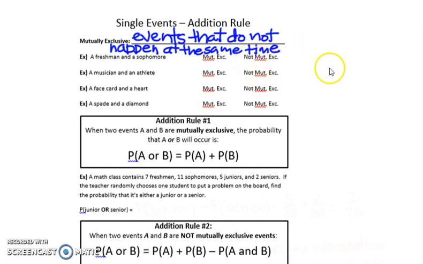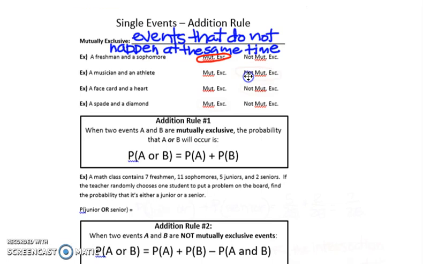So for instance, being a freshman and a sophomore. There is no person that's going to be both a freshman and a sophomore at the same time, so this is mutually exclusive. Now if you can be in two sets at the same time, then it would be not mutually exclusive. For instance, a musician and an athlete. You can be both a musician and an athlete, so that is not mutually exclusive.